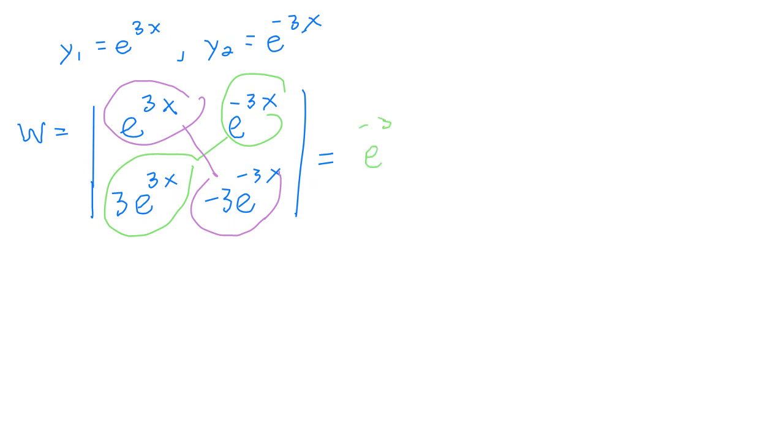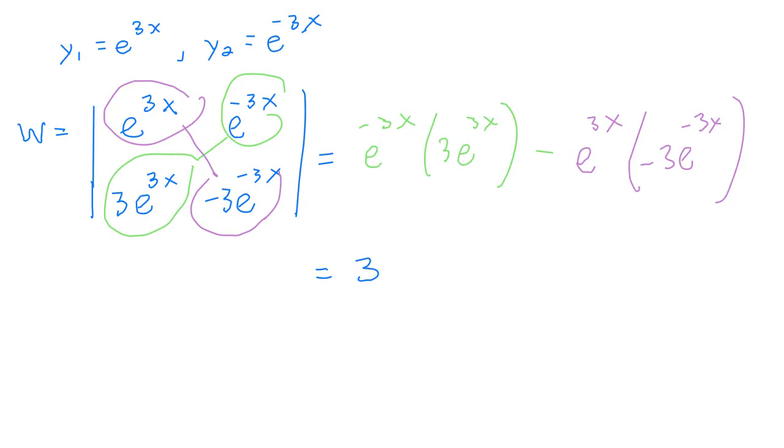We have e to the negative 3x times 3e to the 3x. And then we have a subtraction. We have e to the 3x times negative e to the negative 3x. Well, e to the negative 3x and e to the 3x are the same function, just one over each other. So that becomes 3, because these two functions just become 1. Now we have two negatives, and that becomes a positive. So this is a positive, this is a positive.